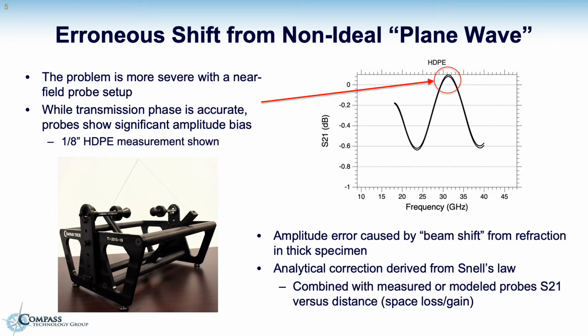And so that apparent gain, which is on the order of 1/10 of a dB, is due to this non-ideal plane wave nature of the system. It's a focusing effect in essence, where the sample itself takes the energy that's coming out of the probe and semi-focuses it so that more energy ends up going into the receiver side. And because of that, we can apply an analytical correction based on a simple Snell's law derivation, which we'll show you here in a minute.